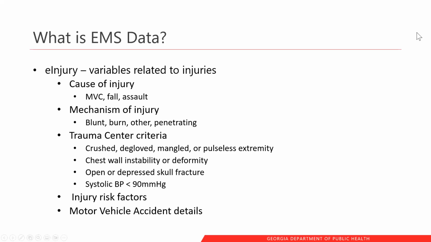Also injury risk factors. So this one is a good one. So was it an auto versus pedestrian? Was it a fall of greater than 20 feet? Was it a crash ejection or involving a motorcycle? And then also we have motor vehicle accident details, and that can be, where was that patient in the vehicle itself? Did the airbag deploy, and was any safety equipment used? So like, was a seatbelt used?